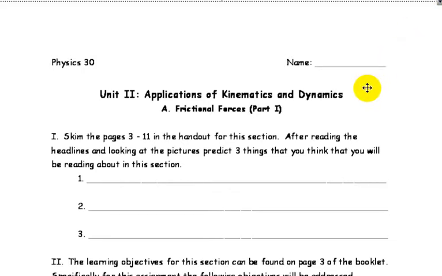Welcome back to Physics 30. This is the Unit 2 first booklet, Friction Forces Part 1. It pertains to pages 3 to 11 of the Friction Duotang.